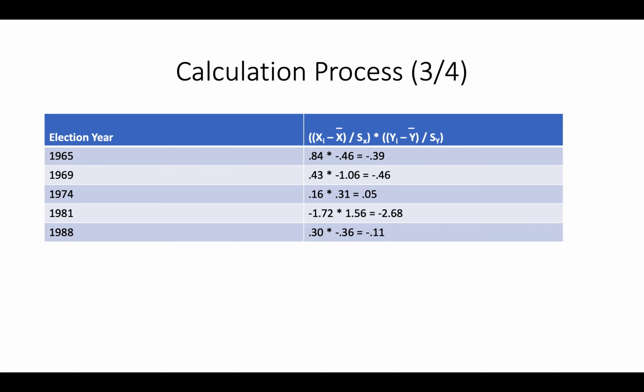Next, we multiply the z-scores for our x variable by the z-scores for our y variable. Unlike in our covariance calculation, these scores are standardized by the standard deviation, so the products will be much smaller and allow us to interpret them on a scale.